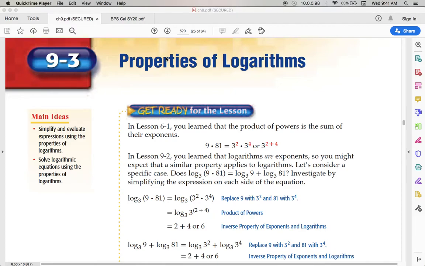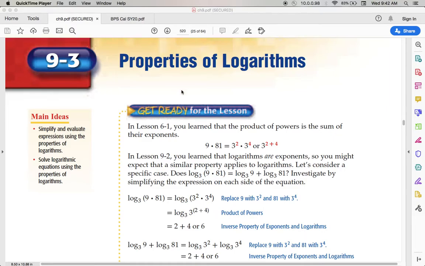Lesson 9-3 is all about, as the title implies, properties of logarithms. In 9-1, we spoke a lot about what exponential relationships were, and by the time we got to 9-2 and discovered the logarithm, it came to our attention that logarithms and exponents are inverse functions of one another. So we've studied the properties of exponents. It follows that we would want to study the properties of logarithms.